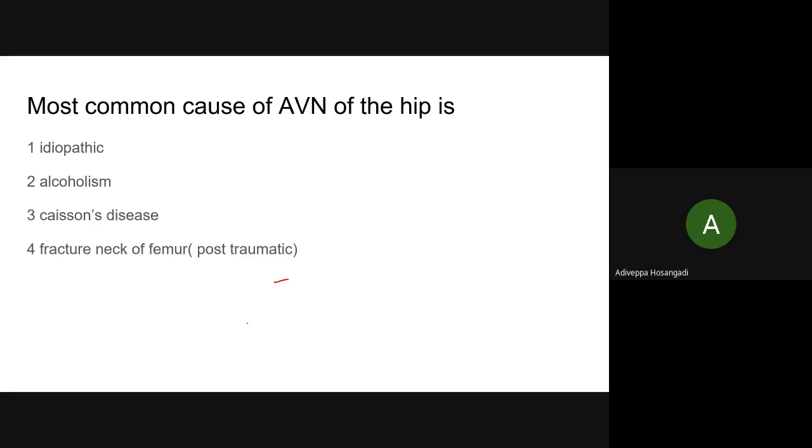The rest are all known. Caisson's disease is what? Decompression sickness, isn't it? You know what Caisson's disease is? Scuba diving. Okay, very good.